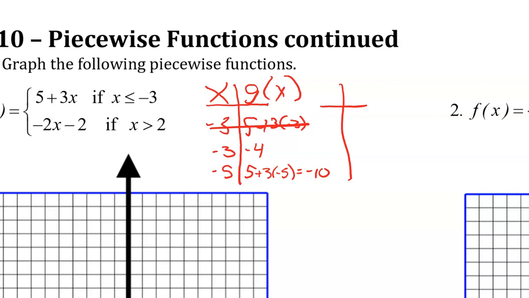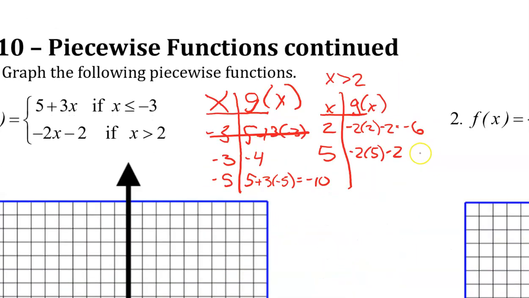Let's take a look at the second portion of the graph. For x greater than 2. For x equals 2, g of x would be -2 times 2, which is -4, minus 2, which is -6. Another value greater than 2, to be able to draw our line, let's just throw down 5. We'll have -2 times 5 minus 2. -2 times 5 is -10. Minus 2 is -12.